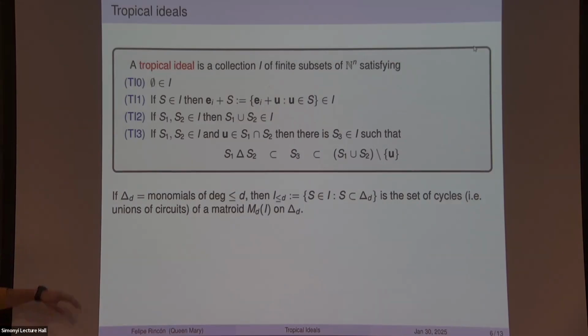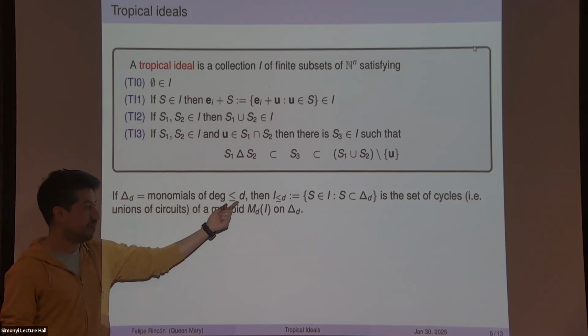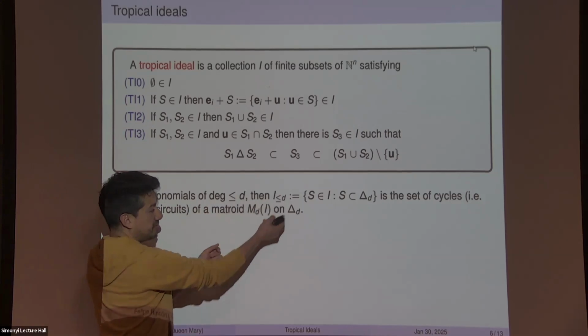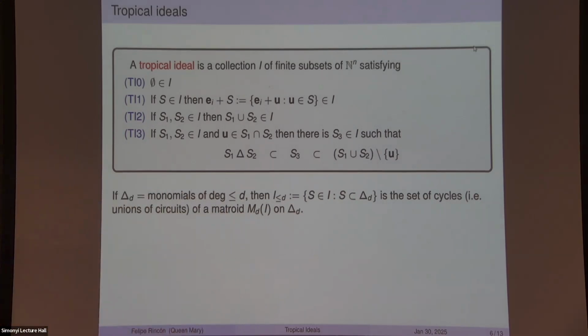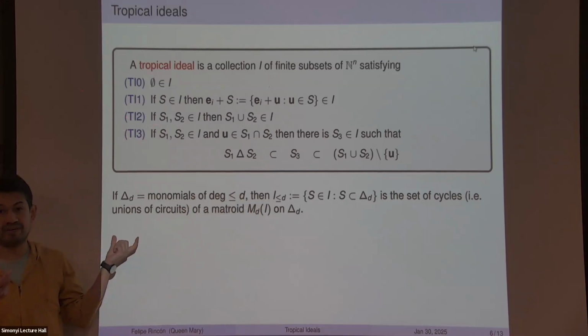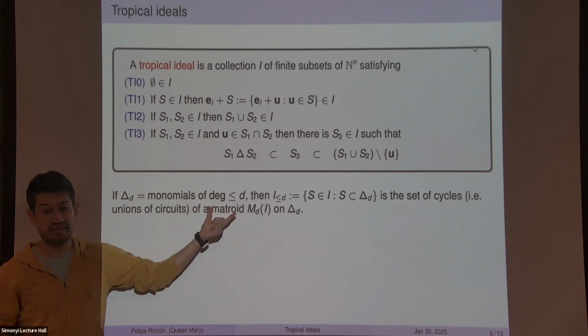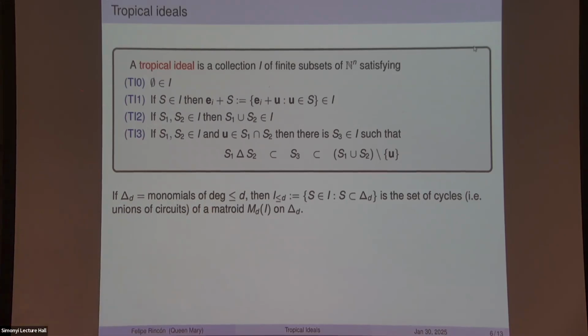Let's denote by delta D the collection of all monomials. I just rewrote the definition here, the 4 axioms we had discussed. So let's call delta D all monomials of degree at most D, and then let's truncate our collection of subsets to just those that use monomials of degree at most D. It turns out that these axioms, in fact 0, 2, and 3, are basically saying that this collection is the set of cycles, so unions of circuits, of a matroid. If you go to one of these red books, white books on matroid theory, and you look at how you axiomatize matroids by unions of circuits, by cycles, you'll see exactly these 3 axioms.